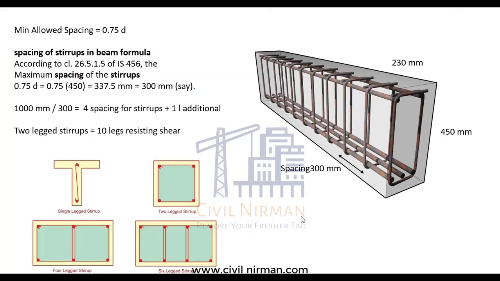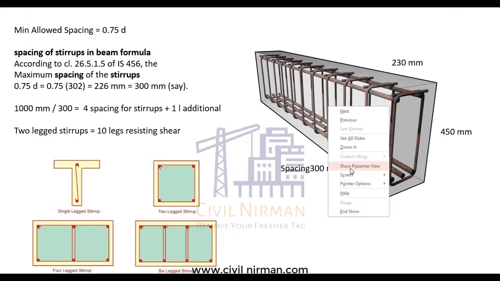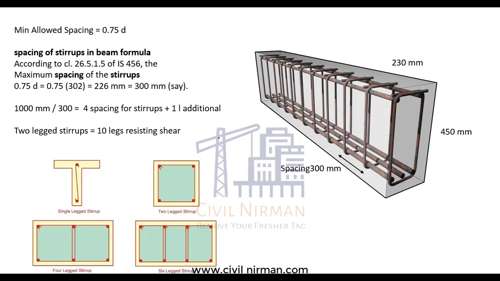Now as you already know, 0.75d as per clause 26.5.1 is the maximum spacing of stirrups. So here, as per our effective depth, you get 226 mm. Let's say 300 mm, right? Now let's say for 1 meter span of beam, if I go with the 300 mm spacing, I require 4 spacings of stirrups, right? Plus 1 additional. So that means I will require 5 stirrups.